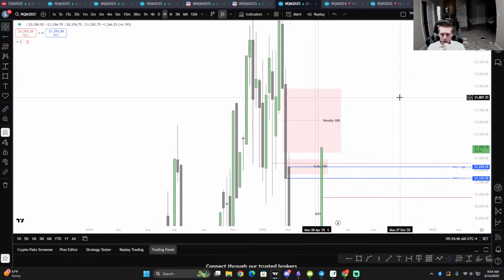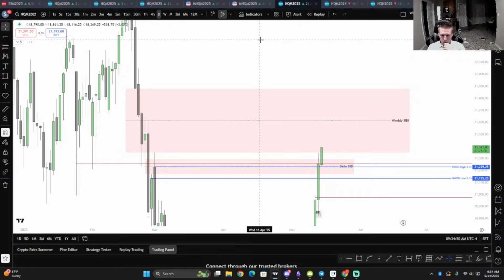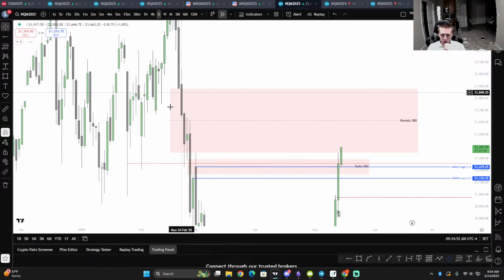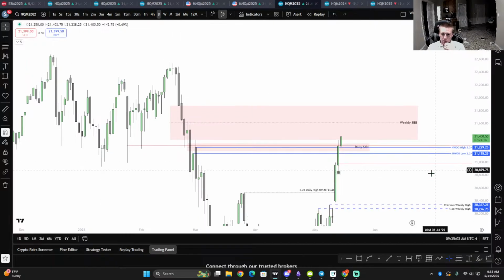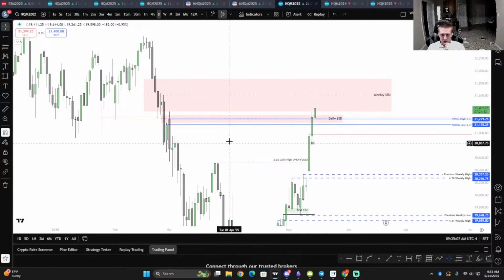We have our weekly sell side imbalance here. I do want to really pay attention to this SIBI here. This is all balanced in the lower portion of that weekly SIBI. So it really looks like we do want to trade into this maybe this week. It's been a very bullish week.